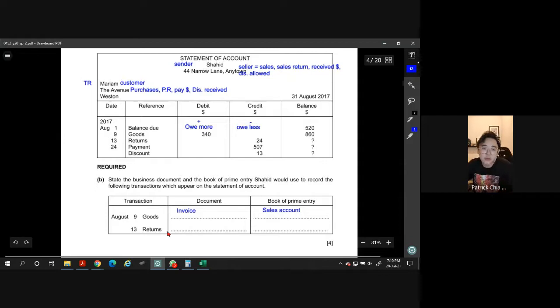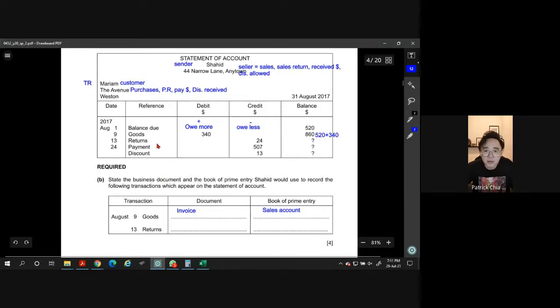So for invoice, for returns, on the 13th. Can you see a return? Oh yeah, by the way, you know how to read this, right? The balance part. So from 520, Mariam bought goods on credit. So they buy some more, so they owe more. That's why now 520 plus 340 becomes 860. Okay. Show you here, 520 plus 340, becomes 860. Then we have returns.